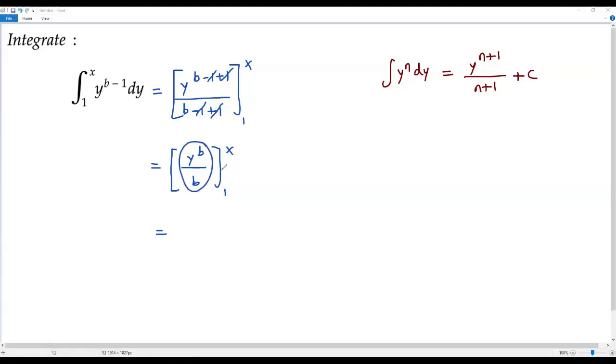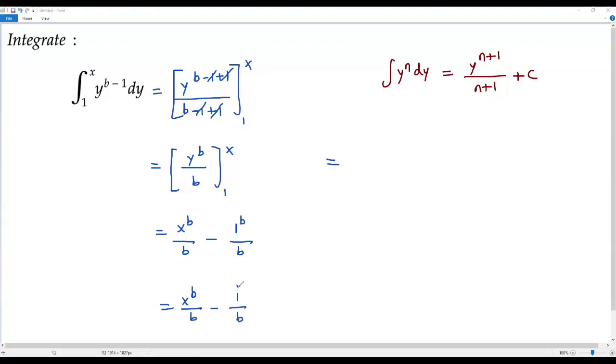Okay, now in this result, first let me apply the upper limit x for the variable y over here. Then I'm getting x to the power of b over b. Now I have to take a negative sign. In the same result, I have to apply the lower limit 1 for the same variable y. Then I'm getting 1 to the bth power over b. Now we get x to the power of b over b negative. So 1 raised to the power of anything is still equal to 1. So 1 to the bth power is equal to 1. So it can be written as 1. Then we get 1 over b.